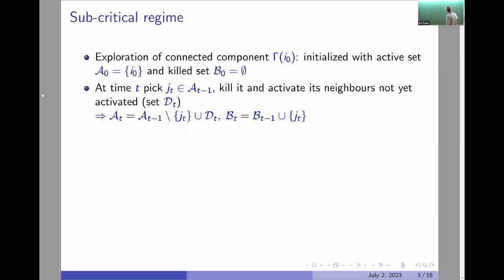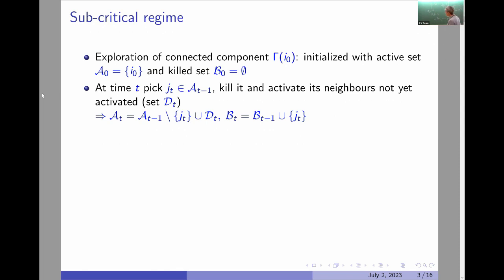I'm next going to pick another vertex here. So I'm going to kill it. I know it was a neighbor of I naught, but it may have additional neighbors. So I'll have D2, which has a size that is now binomial with parameter n minus 1 minus those guys I don't want to take into account. They are already accounted for. So that will be minus D1, and p. And then I can proceed like that, and I'm going to iteratively explore this connected component.